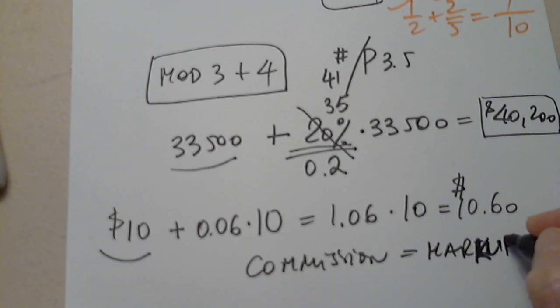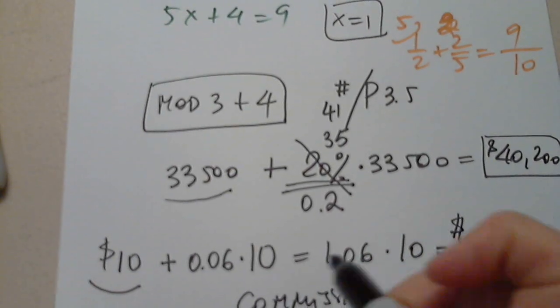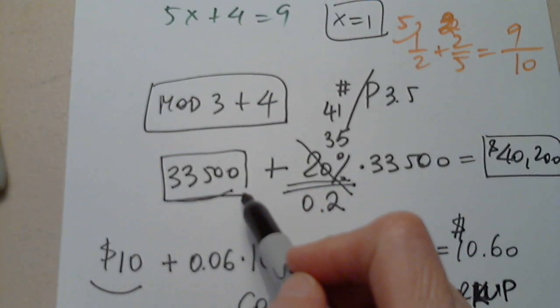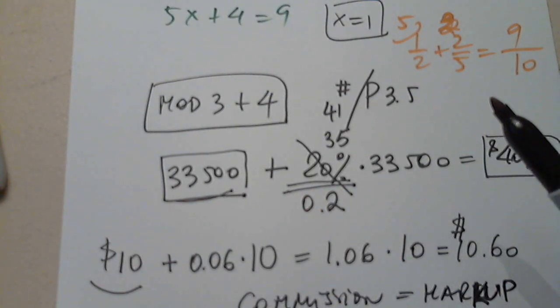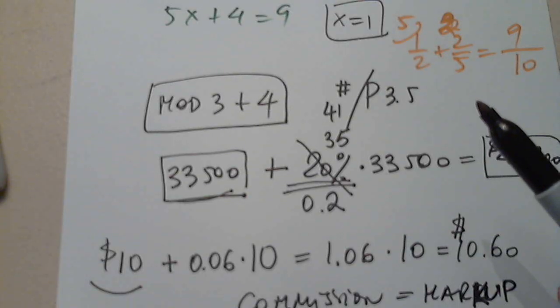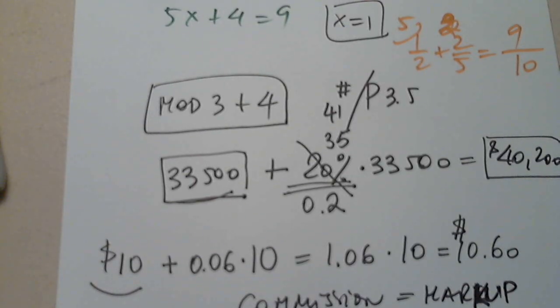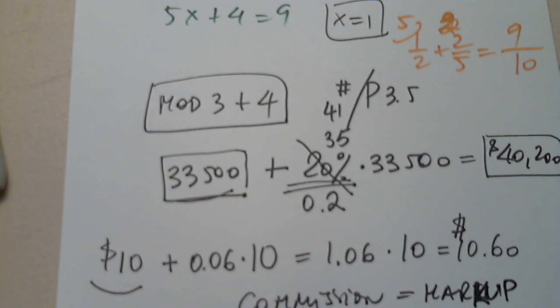$40,200 is not what they wanted though. They wanted what the dealer paid for the car. So is this what the dealer paid for the car? No. He adds the 20%. That already has the 20% on it. What it wants is 33,500 divided by 1.2.